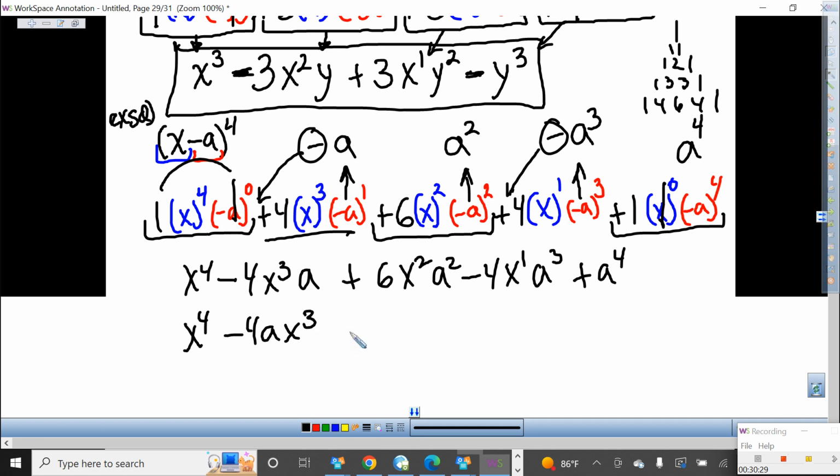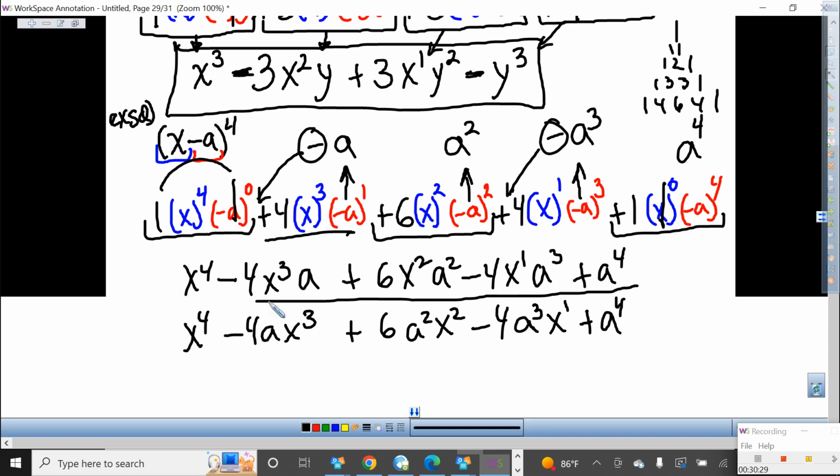Then we go to this one. This one is 6a squared x squared. This one, negative a cubed x to the, oh, I'm sorry. I skipped the 4. Negative 4a cubed x to the first. And then we finalize it with a to the 4. Woo, let's go.